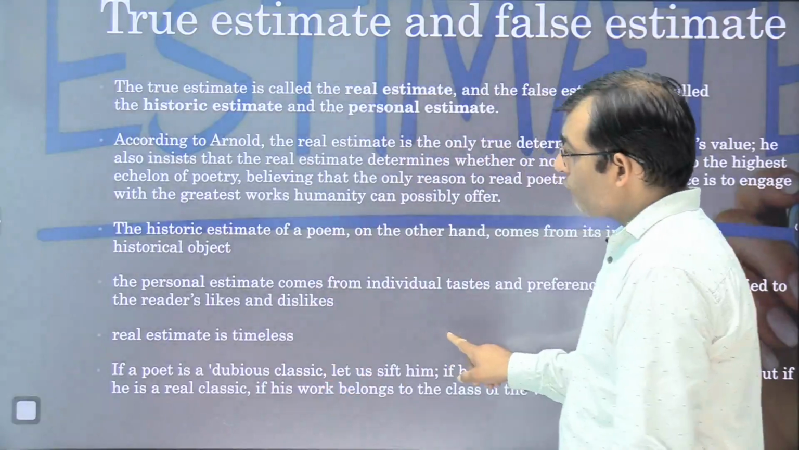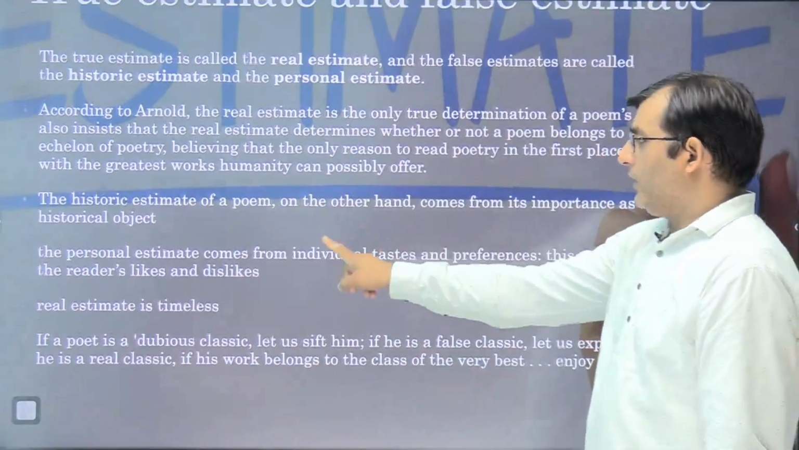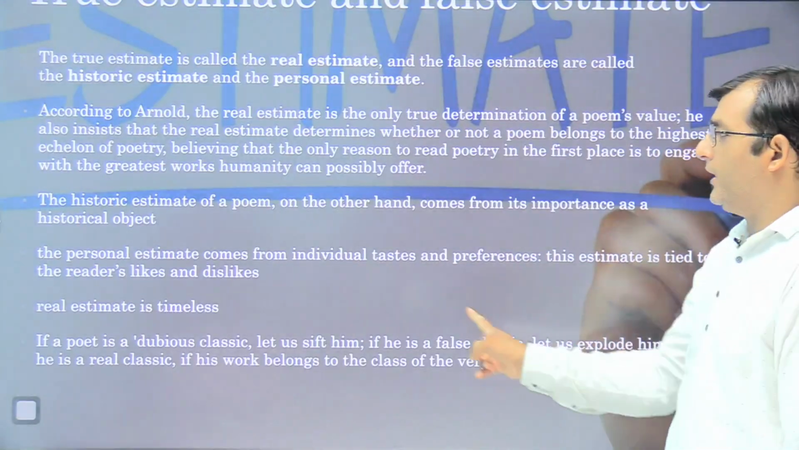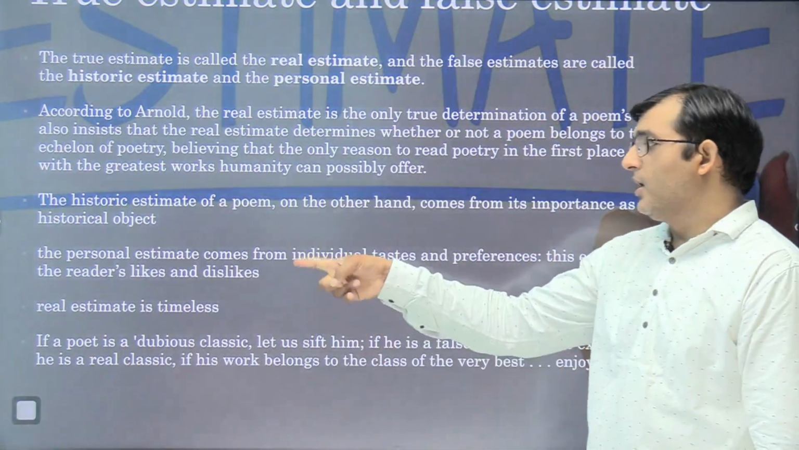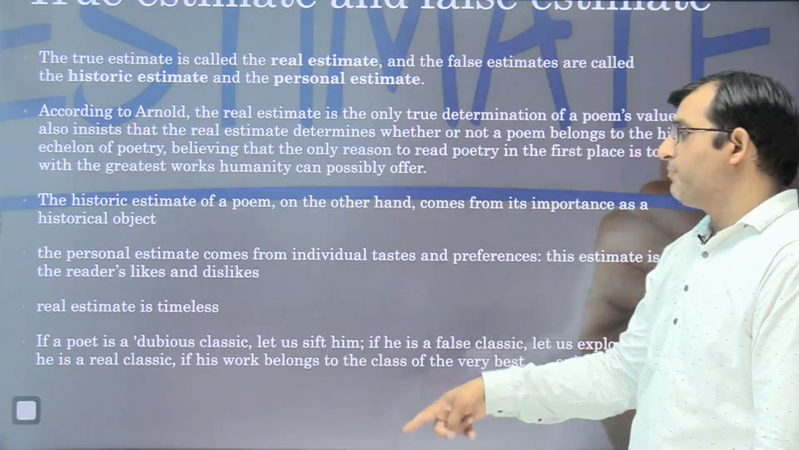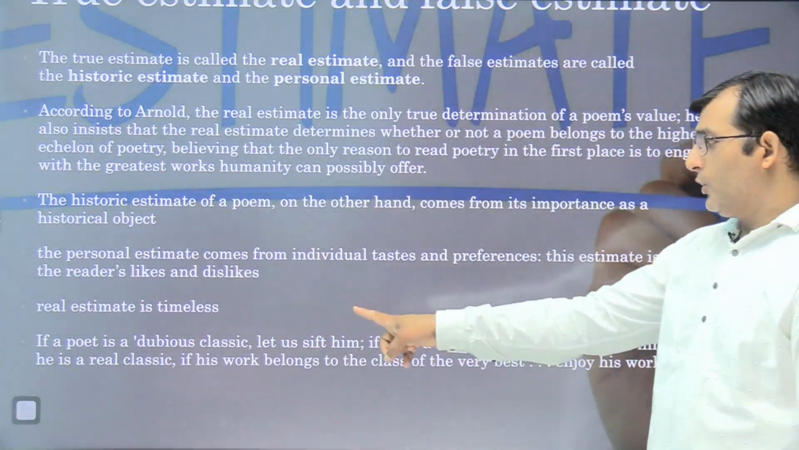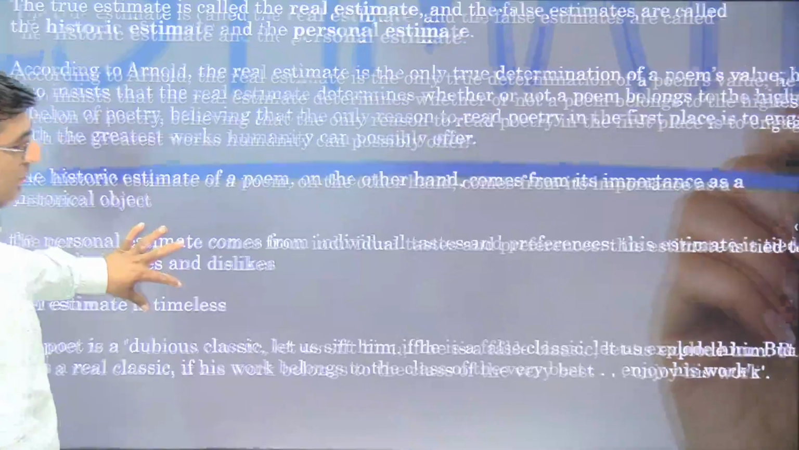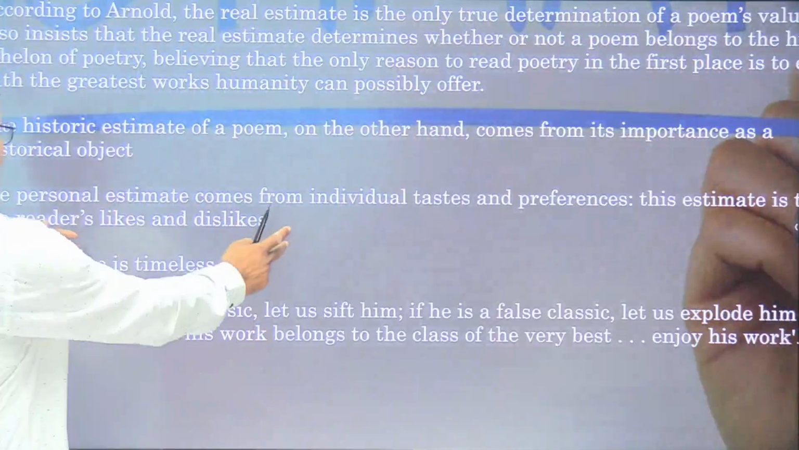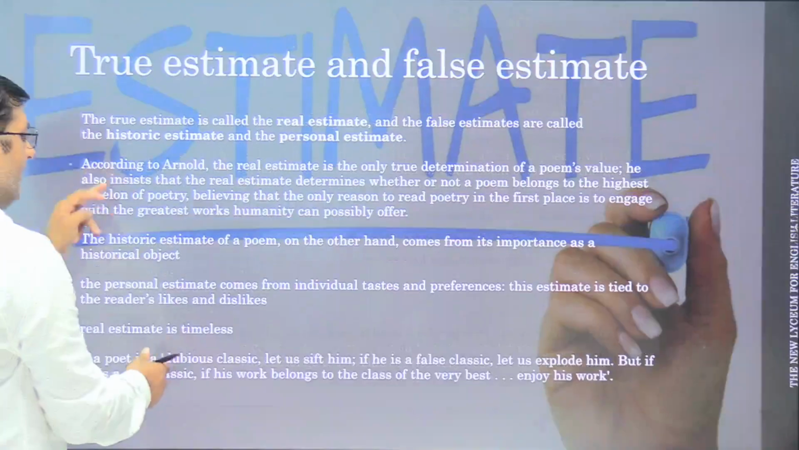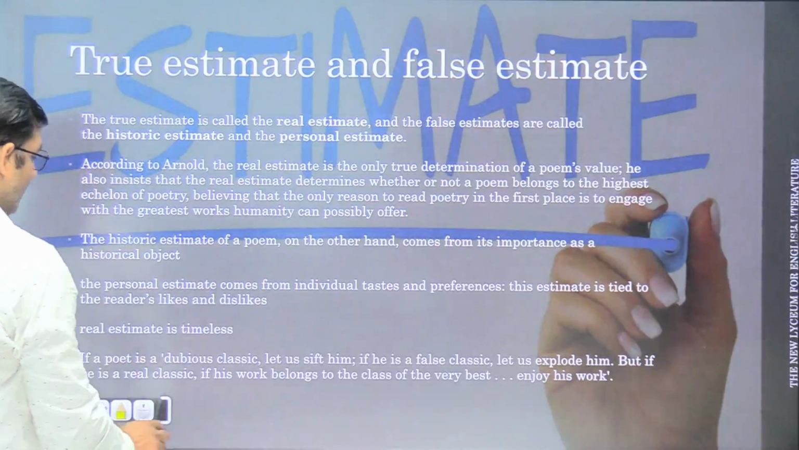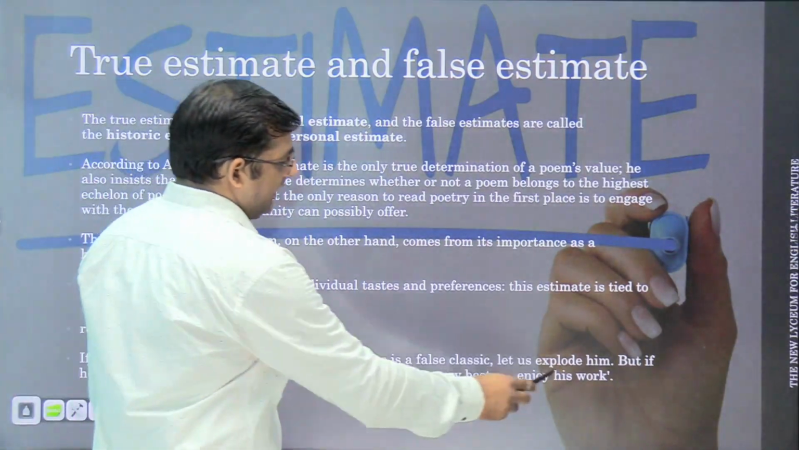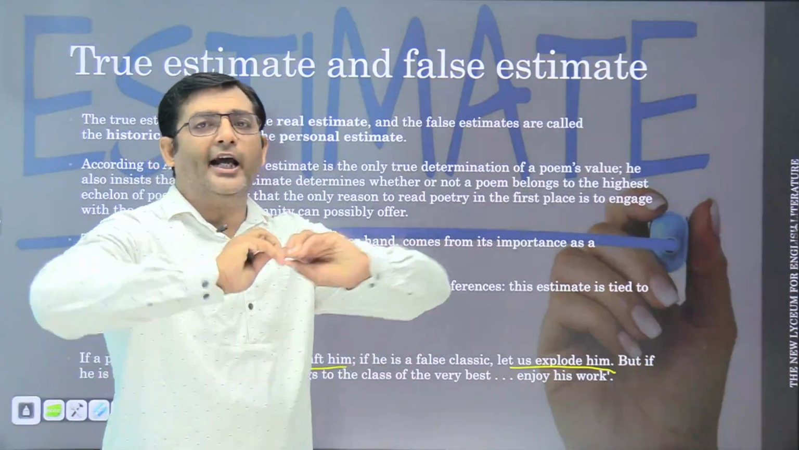Alright, the personal estimate comes from the individual taste and preferences. This estimate is tied to the reader's likes and dislikes. Real estimate is timeless. If a poet is a dubious classic, very important quotation है, अगर कोई poet confused है, if a poet is a dubious classic, तो हमको क्या करना चाहिए? Let's sift him. If he is a false classic, then let's explode him.